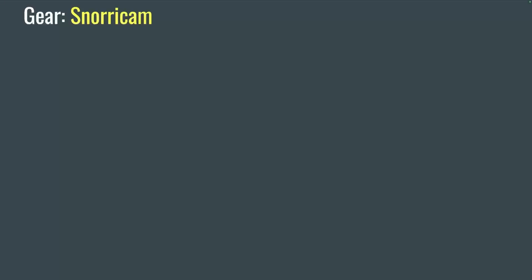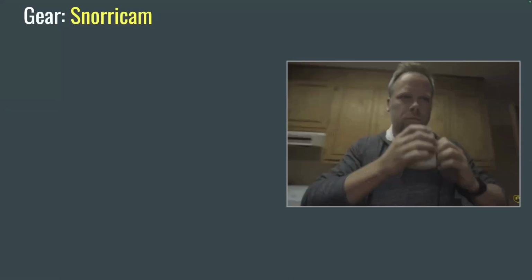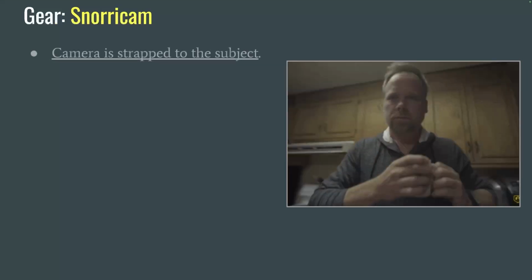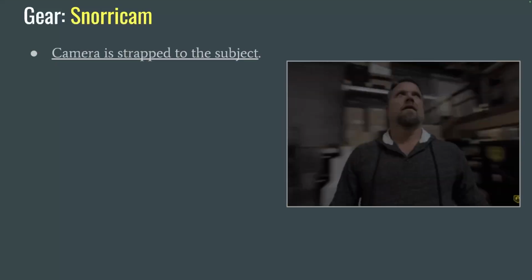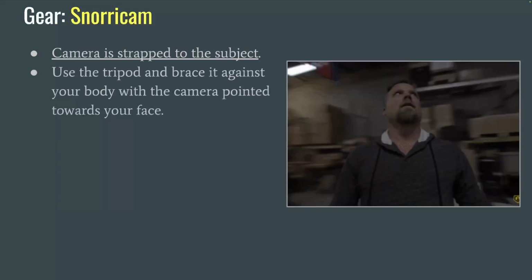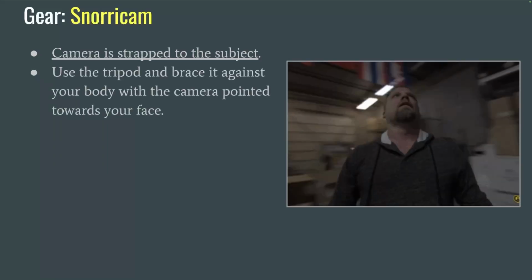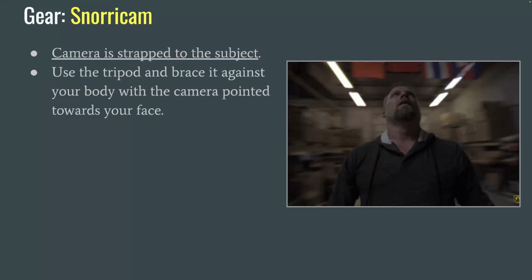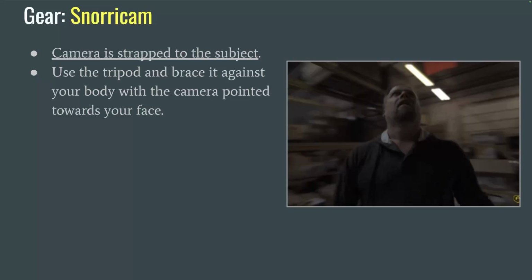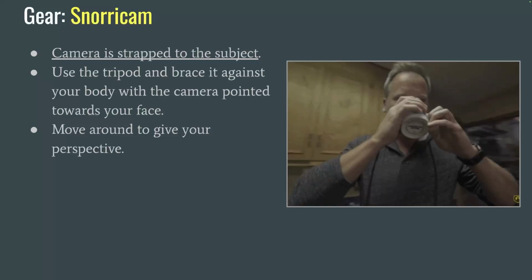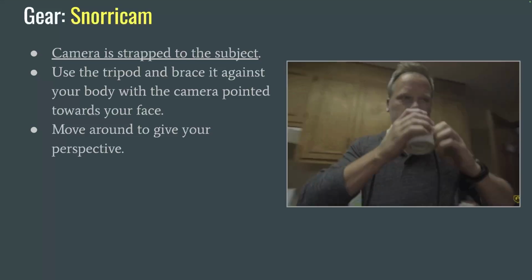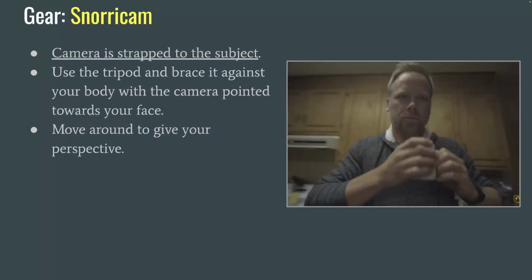The next one that we will get to practice is the Snorricam. This one is really fun. This is where the camera is actually attached to the subject. It's strapped to their body with a mechanical device. So we don't have a Snorricam, however we will be able to recreate this one using a tripod holding it against your body, and I'll show you again how to do that at the end of this presentation. You'll be able to move around and show us your perspective. This one could be a lot of fun. I'm going to enjoy what you guys create with this one.